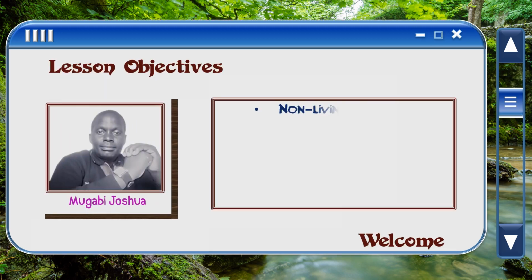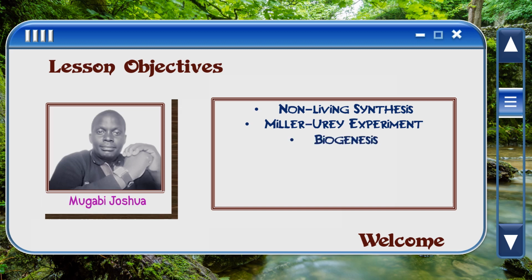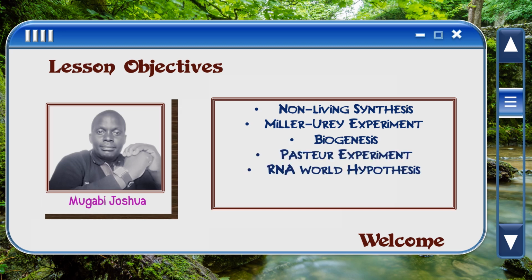Lesson objectives. We are going to look at non-living synthesis, the Miller-Urey experiment, biogenesis, the Pasteur experiment, the RNA world hypothesis, endosymbiosis, and oxygenation of Earth.